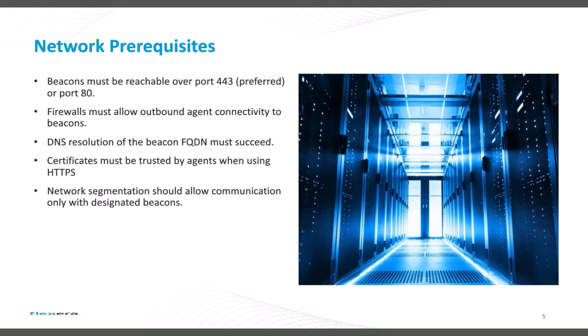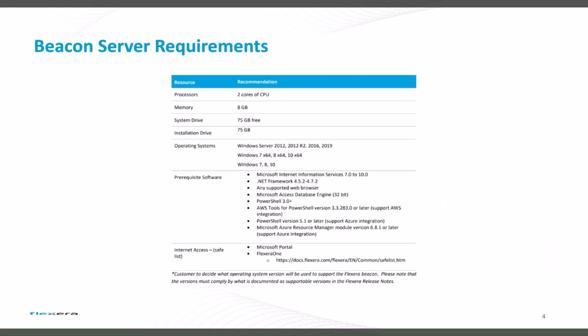Finally, network segmentation should be designed so agents communicate only with their designated beacons. This ensures proper load distribution, since each beacon supports a defined number of agents, and supports security policies that restrict cross-segment communication. Flexera guidance highlights that communication restrictions may prevent agents from reaching beacons unless segmentation is configured intentionally. These requirements together provide the foundation for stable, secure, and predictable communication between Flexera agents and beacon servers.